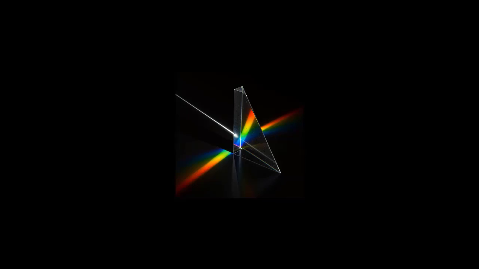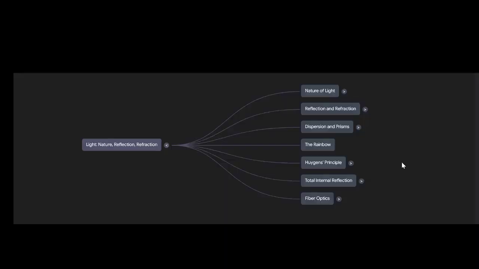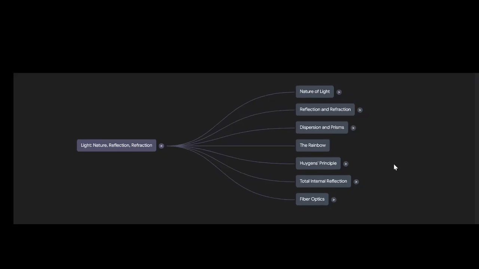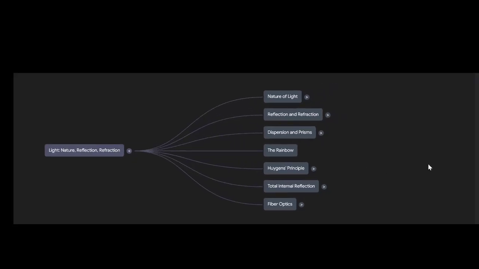Today, we're shining a light on light itself, how we see everything around us. It's fundamental, isn't it? Totally. And you, our listeners, send us some great sources digging into the real nuts and bolts of light, how it reflects, how it refracts. I'm seeing bending. Exactly. So our mission today is to cut through the jargon and really grasp how light behaves when it hits different stuff, aiming for those aha moments.